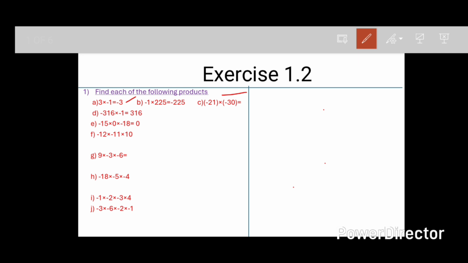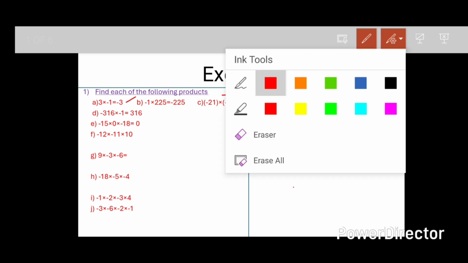How is it? First we should multiply the numbers as they are. First ignore the negative symbol, then multiply the numbers. 3 ones are 3. Then the minus symbol is there. Now we should multiply the signs. Minus into plus becomes how much? Minus. So like this we should multiply.